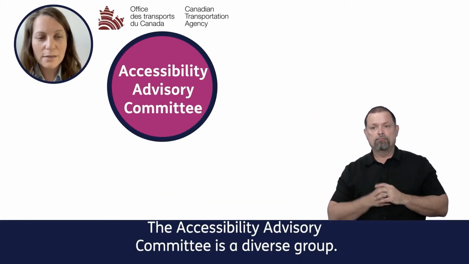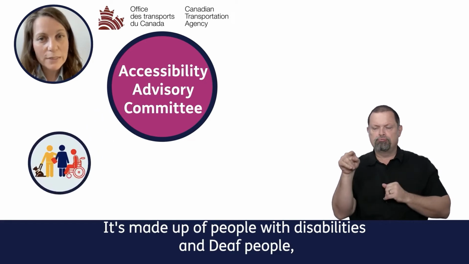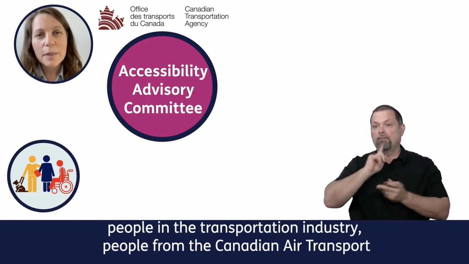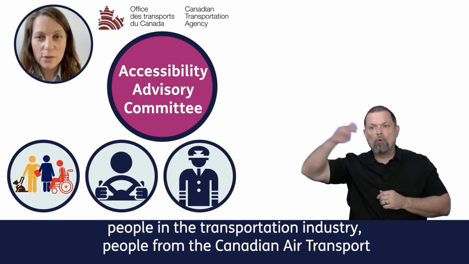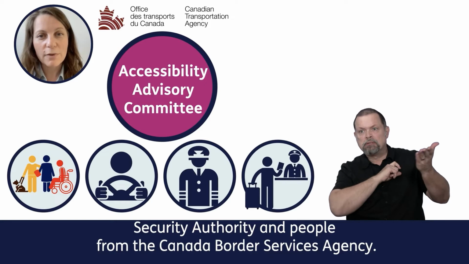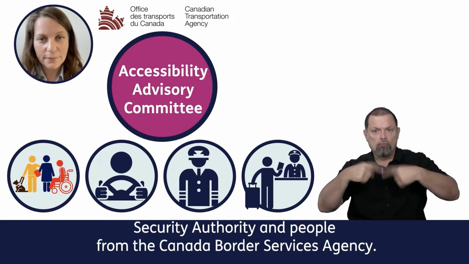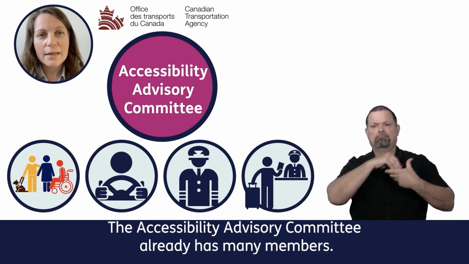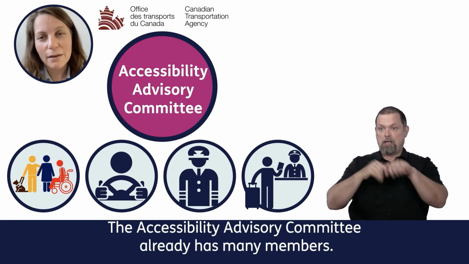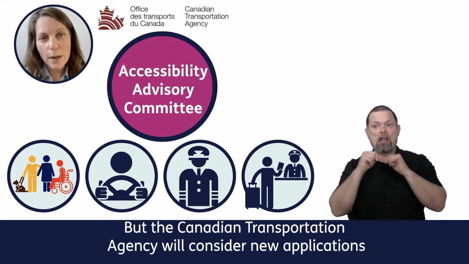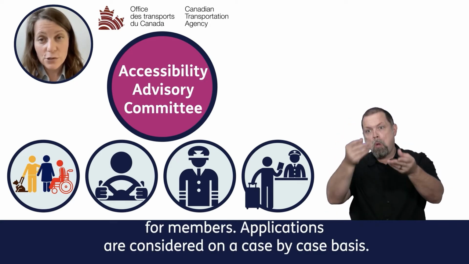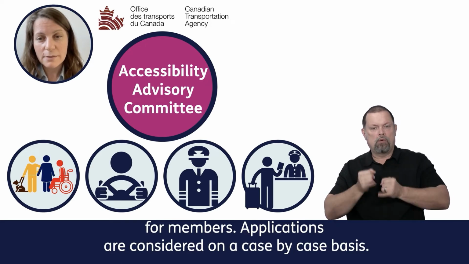Who is on the Accessibility Advisory Committee? The Accessibility Advisory Committee is a diverse group. It's made up of people with disabilities and deaf people, people in the transportation industry, people from the Canadian Air Transport Security Authority, and people from the Canada Border Services Agency. The Accessibility Advisory Committee already has many members, but the Canadian Transportation Agency will consider new applications for members. Applications are considered on a case-by-case basis.